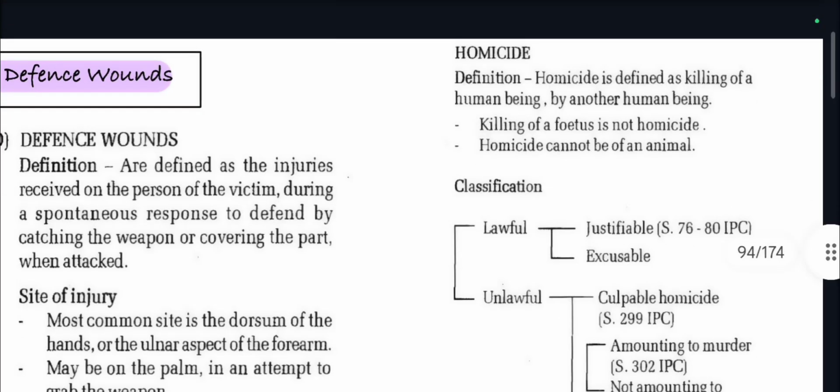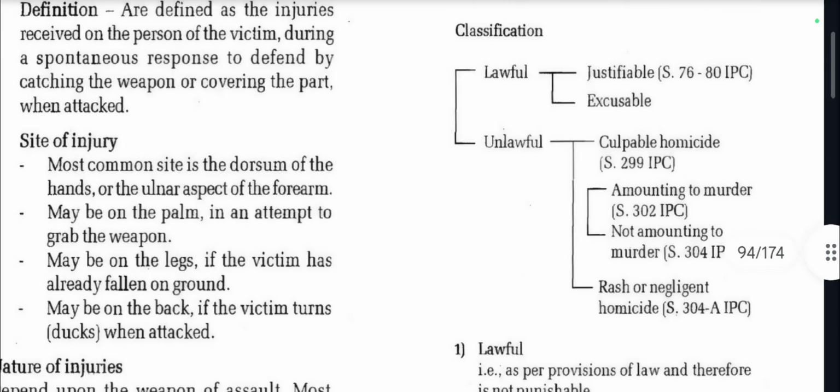Now, what is the definition? Homicide is defined as killing of a human being by another human being. Killing of a fetus is not a homicide. Homicide cannot be of an animal, remember. So what is the classification of homicide? Lawful homicide and unlawful. Lawful is justifiable and excusable. Unlawful is culpable, amounting to murder, not amounting to murder, and rash.